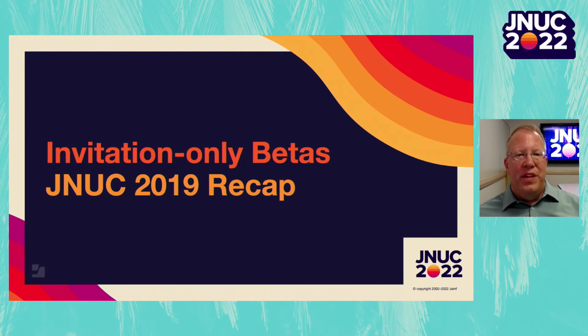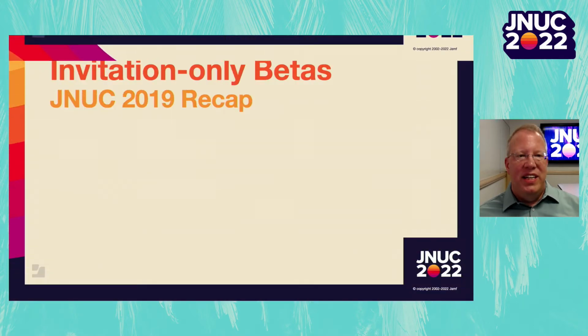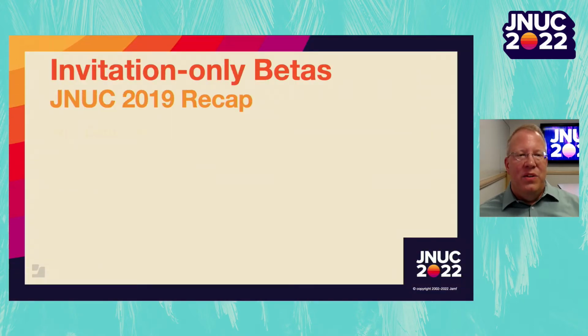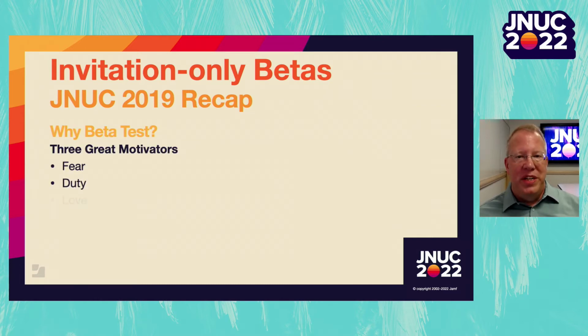Let's begin with a 4.5-minute recap of the JNUC 2019 session. We started out by reviewing the three great motivators for beta testing: fear, duty, and love. If the word love makes you uncomfortable, substitute the word professionalism. Professionals perform their jobs when they feel the least like doing it.